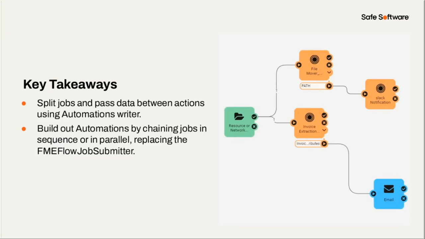So splitting jobs and passing data between actions using Automations Writer can be helpful to avoid situations where a single feature causes an entire job to fail, forcing you to redo a long-running job. Additionally, splitting up jobs can sometimes be more efficient to distribute work across multiple FME Flow engines, especially if you're running hundreds or thousands of tasks. And finally, it's also great for reusing workspaces across the automation or multiple automations, as I've mentioned before, such as with the Slack notification workspace.